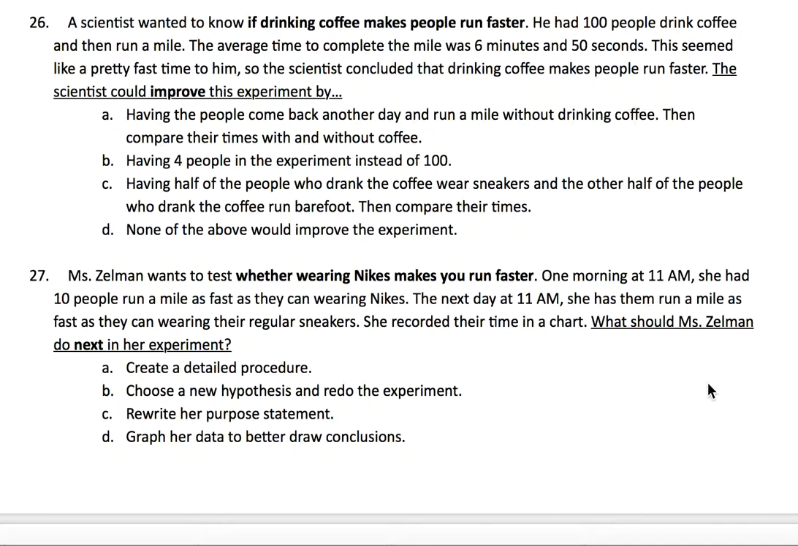A. Create a detailed procedure. B. Choose a new hypothesis and redo the experiment. C. Rewrite her purpose statement. D. Graph her data to better draw conclusions.